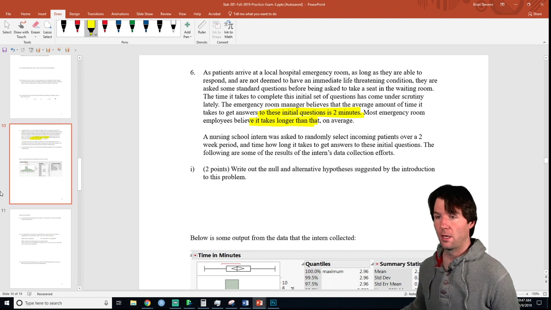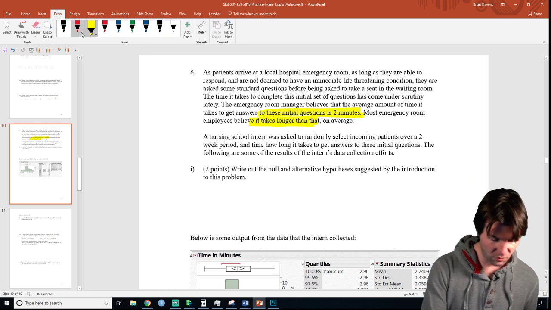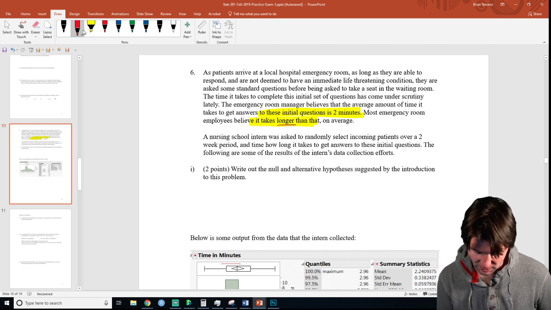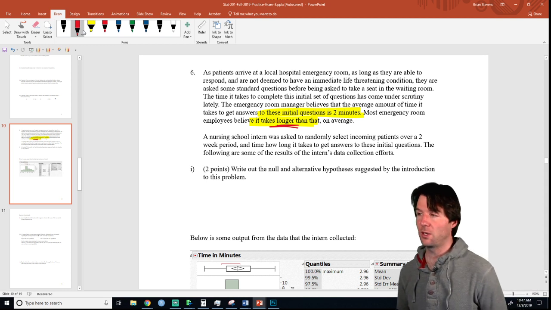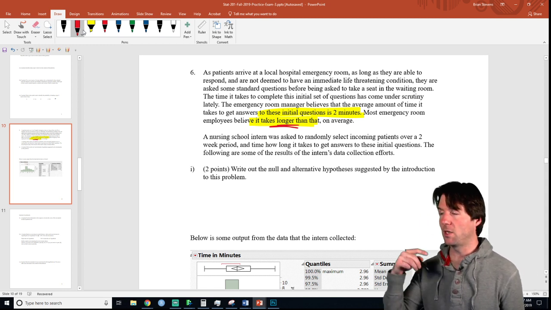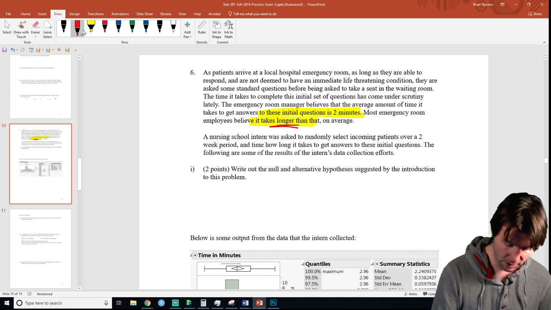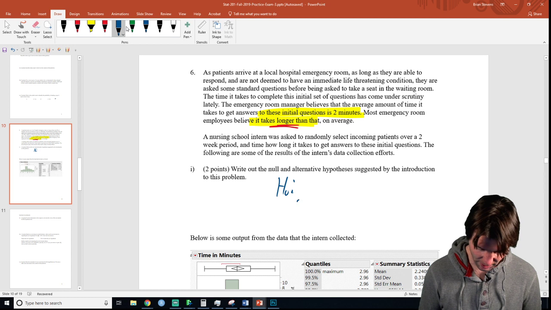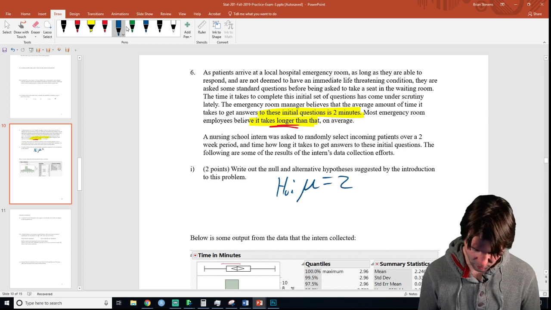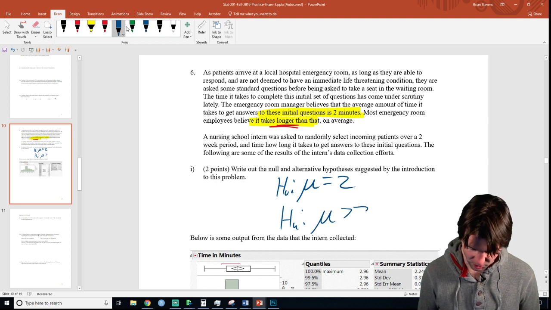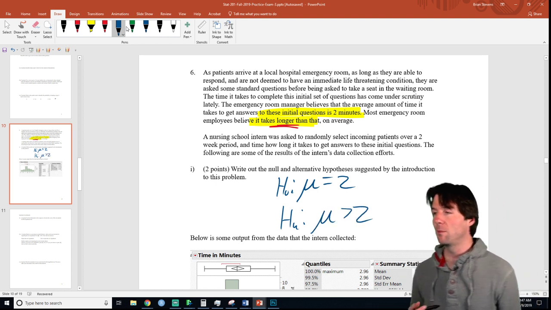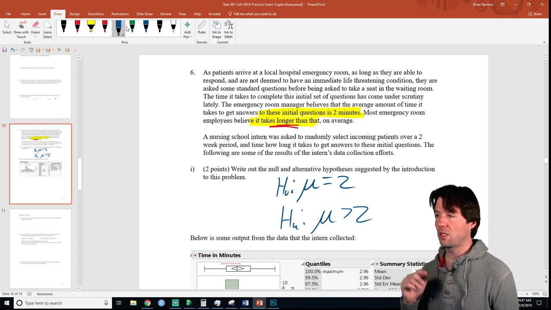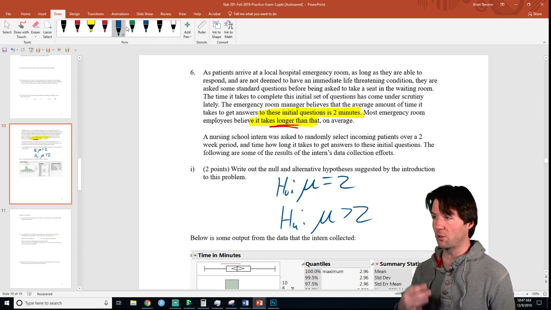It takes longer. I kept reading this question over because I was like, I think it's a greater than question. So when I see this right here, it takes longer, that's going to tell me the alternative. Please notice that they're trying to imply an alternative right here. So the null will be the following. The null hypothesis will be that the true mean of time it takes in the emergency room is 2 minutes. The alternative hypothesis will be that the true mean of time it takes in the emergency room is greater than 2 minutes in the waiting room. Please note that I had to read the question to make sure I knew which way to write the alternative.